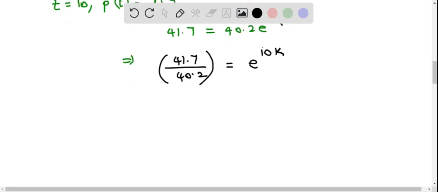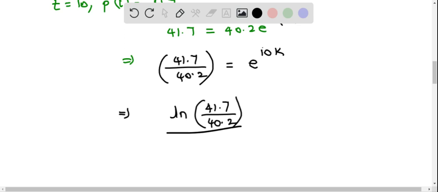Now once again we apply the natural logarithm to both sides. Therefore this side becomes the natural logarithm of 41.7 over 40.2, divided by 10. This will become the value of k. After we solve for k, we will get the equation of k like this. We can plug this into the calculator and it is found to be 0.00366, rounded to 5 decimal places.